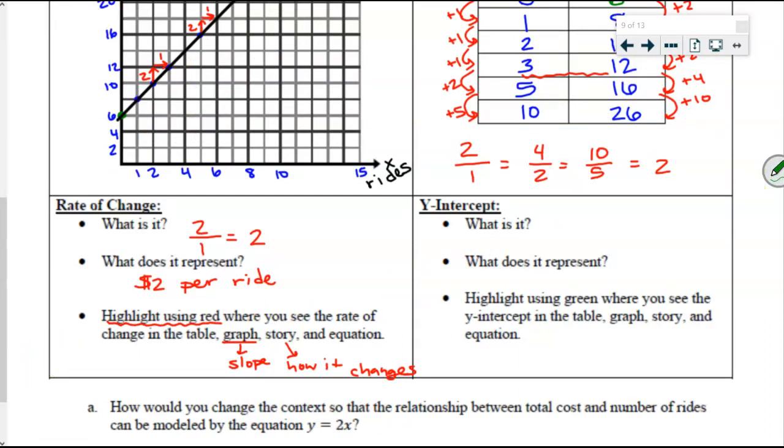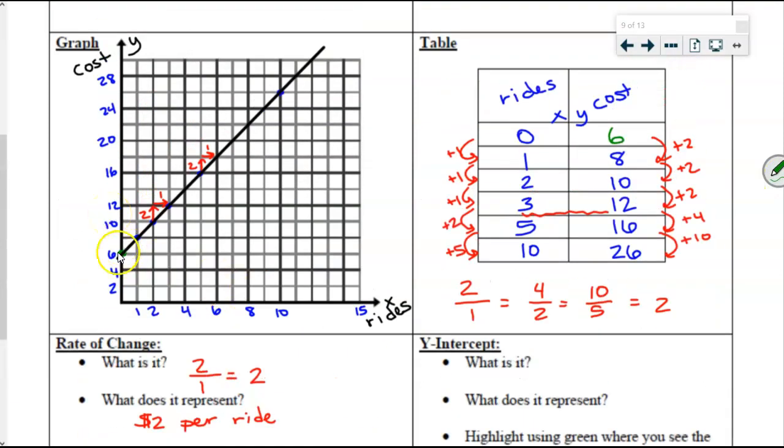Y-intercept, what is it? Where is it crossing the y-axis? Right there. That number is 6. But even better, even more precise, and even more important is it's 6 when the x value is 0. That's what makes it be on the y-axis. So I like writing it as a pair of coordinates as (0, 6).